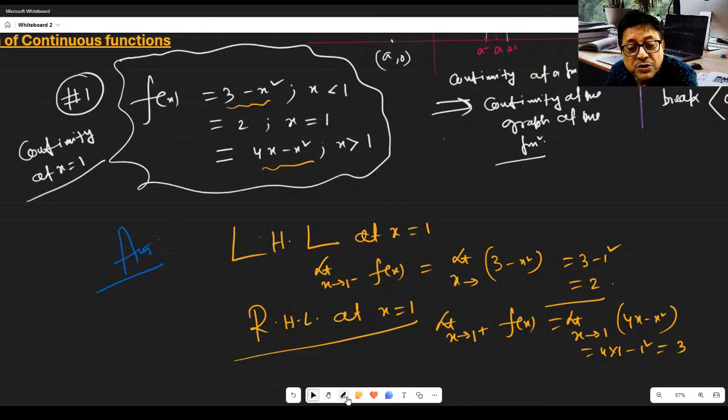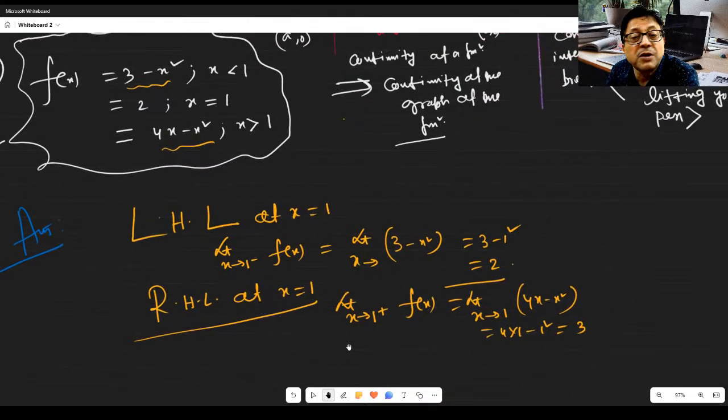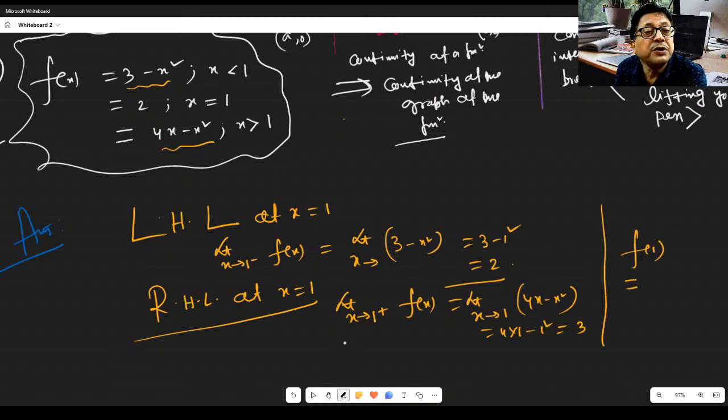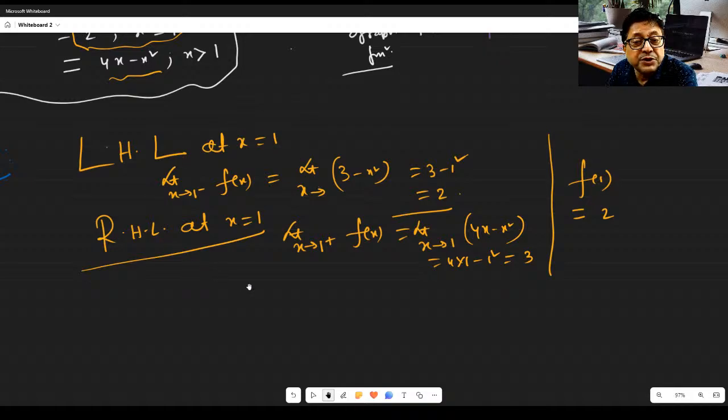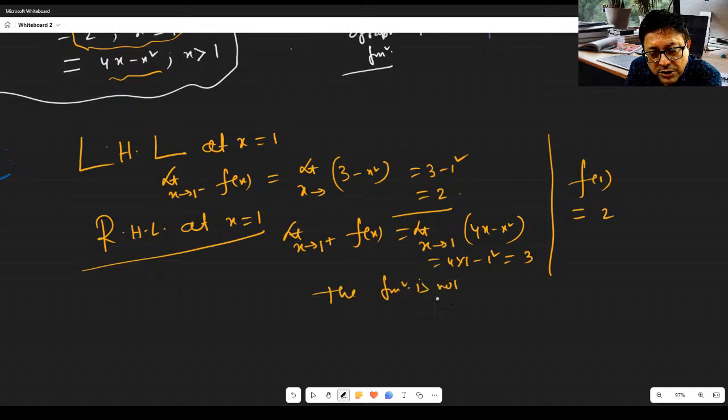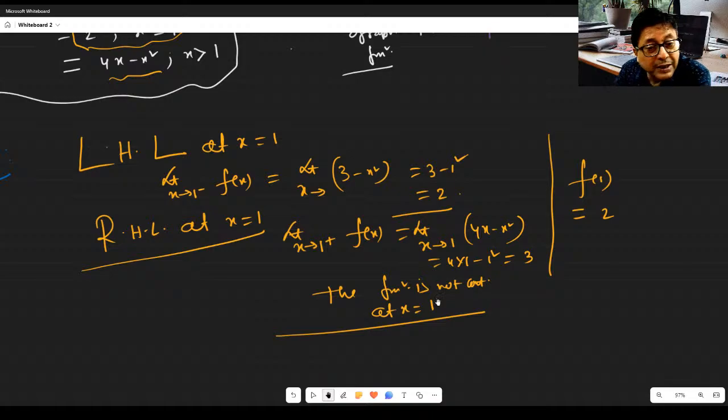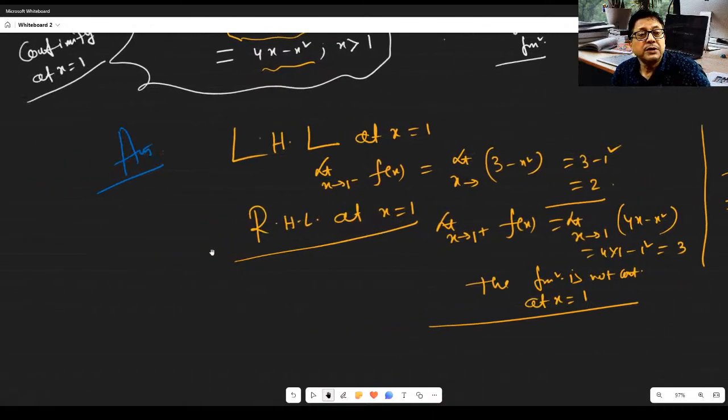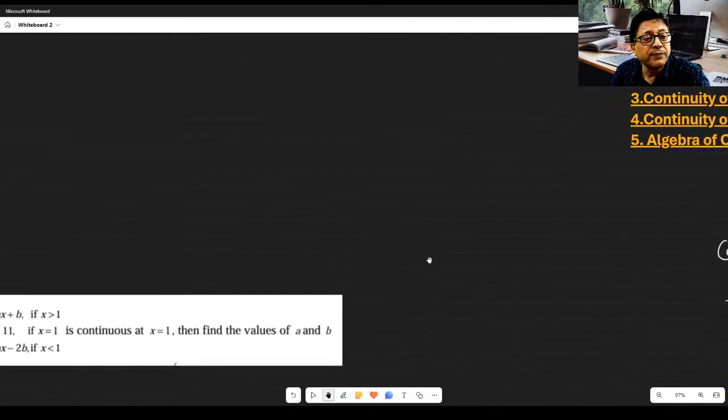If it matches, then also you need to calculate the functional value. Functional value is quite obvious that f(1) is equal to 2. Here you see x equal to 1, at x equal to 1, f(x) is 2. So f(1) is 2. So what will be your conclusion? Just by these two steps only you can say that the function is not continuous at x equal to 1. Clear? Understood?